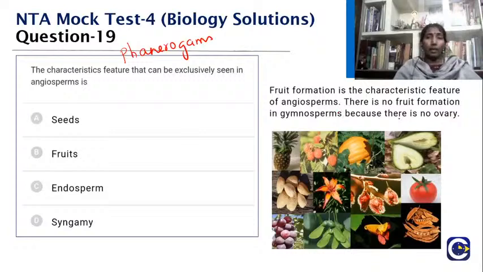There is no fruit formation in gymnosperms because there is no ovary. The seeds are present in gymnosperms as well, but they do not have flowers, so the seeds are said to be naked. In angiosperms, the seeds are covered due to the presence of the ovary within the flower that ripens and later becomes fruit. Gymnosperms do not make fruits, so what is exclusive about angiosperms is the fruit.